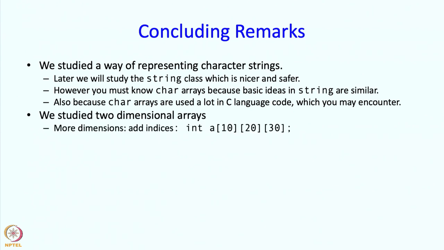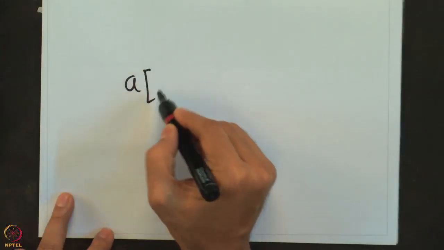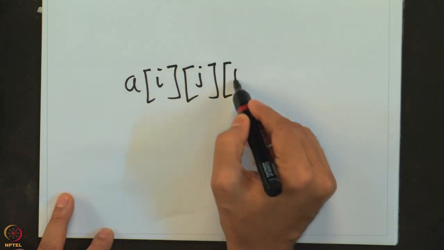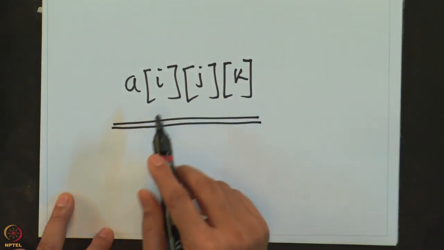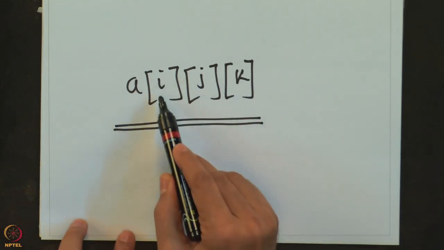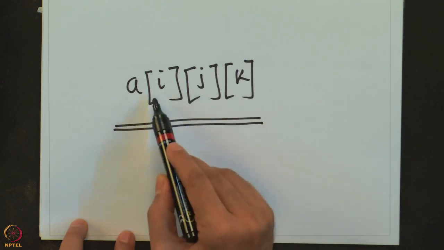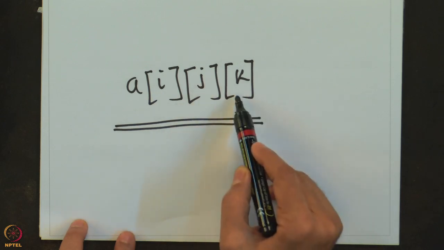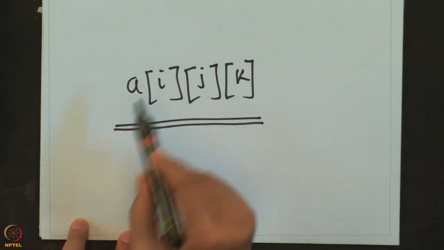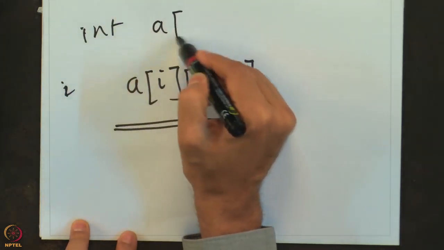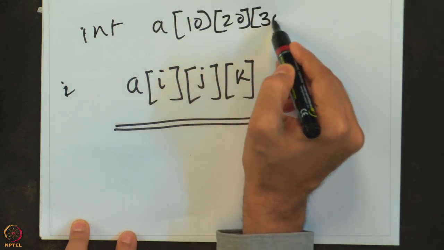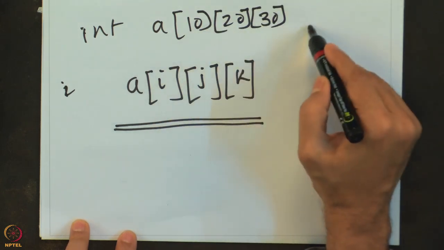Then we studied two dimensional arrays, and you can extend that idea. So if I write int a and give three numbers in three square brackets, then that gets me a three dimensional array. So what is a three dimensional array? It is a collection of variables, say a[i][j][k]. For the declaration a[10][20][30], i will range from 0 to 9, j will range from 0 to 19, and k will range from 0 to 29. So in all, if you write int a[10][20][30], you will get 600 times 10, 6000 variables.